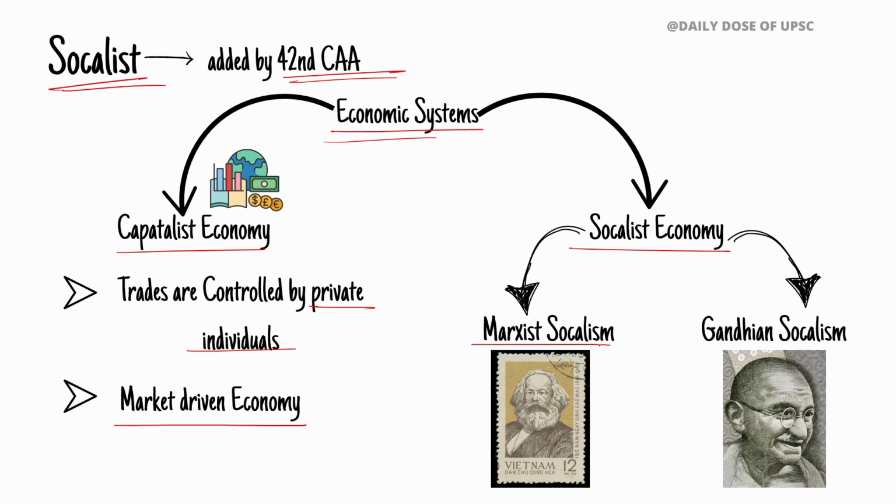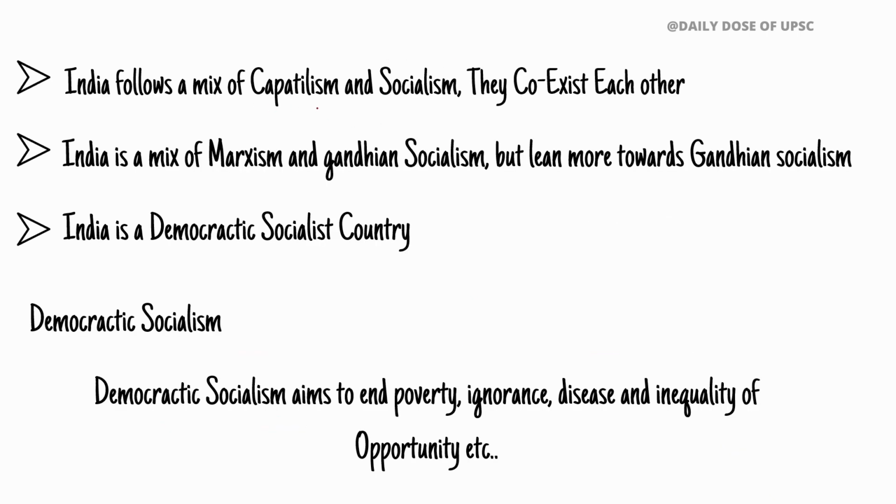Socialistic economy has 2 systems, Marxist socialism and Gandhian socialism. In the socialistic economy, the means of production are owned and controlled by the state or by the community. They are not driven by profits. Their means of production is to satisfy the population. India follows a mix of capitalism and socialism. They coexist with each other. India is a mix of Marxism and Gandhian socialism, but leans more towards Gandhian socialism.